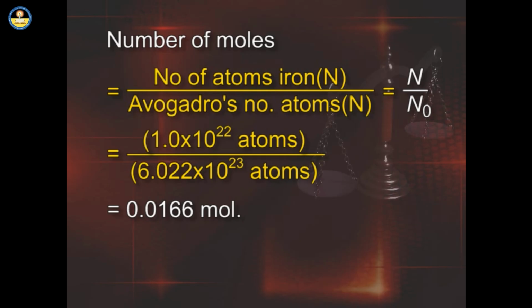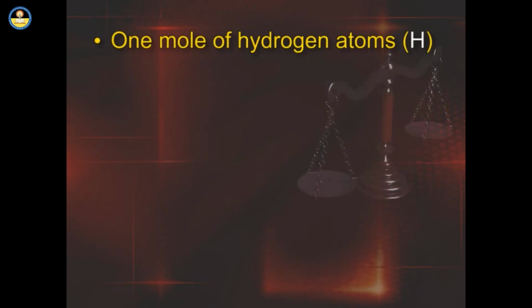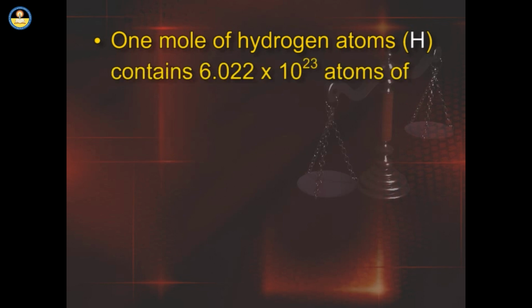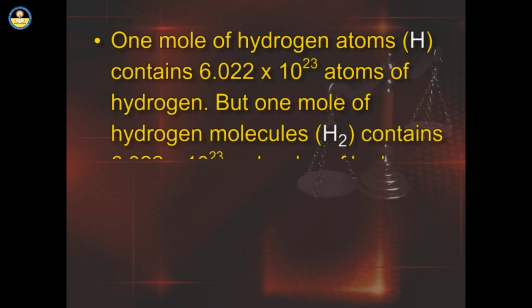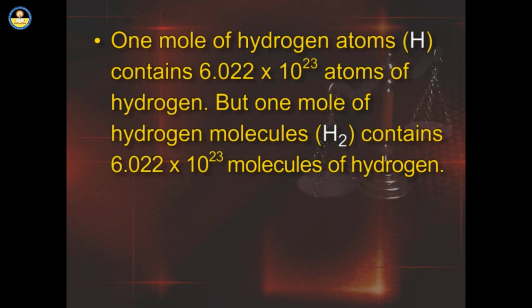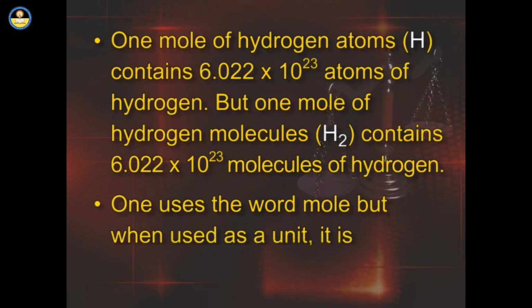In using the term mole, it is essential to specify the kind of particles involved. For example, 1 mole of hydrogen atoms contains 6.022 multiplied by 10 to the power 23 atoms of hydrogen. But 1 mole of hydrogen molecules contains 6.022 multiplied by 10 to the power 23 molecules of hydrogen. In the text, one uses the word mole, but when used as a unit, it is expressed as mol.